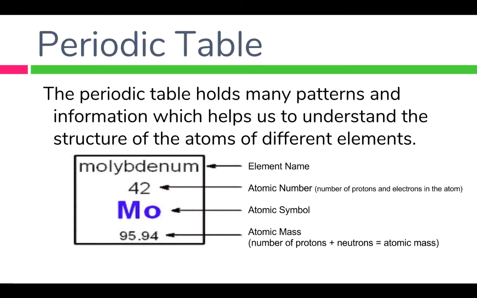There are lots of patterns and lots of information in the periodic table which will help us to understand the chemical reactions we're going to be studying. Looking at each square on the periodic table, we can get heaps of information. The element name, the atomic number, which is the number of protons, which of course is equal to the number of electrons, the atomic symbol, the atomic mass or the mass number, and that's made up of the number of protons added to the number of neutrons, because of course those are the two subatomic particles that have mass in an element or in an atom.